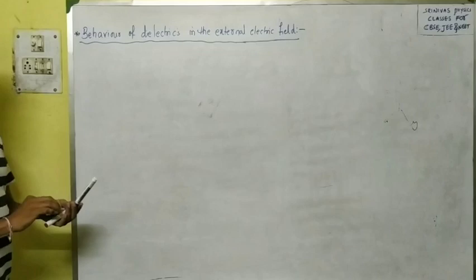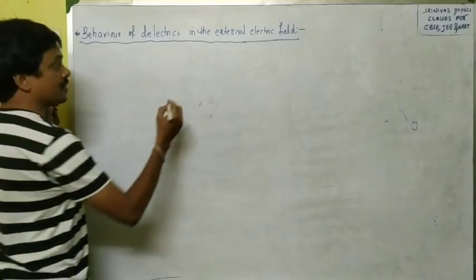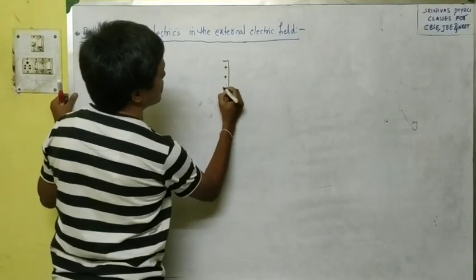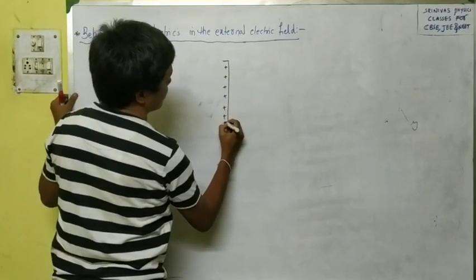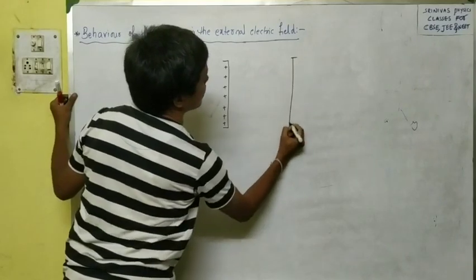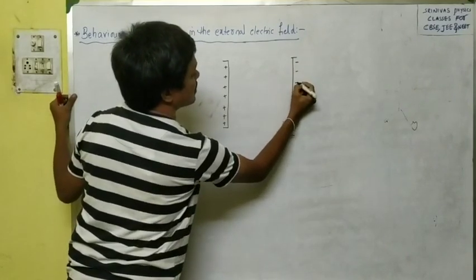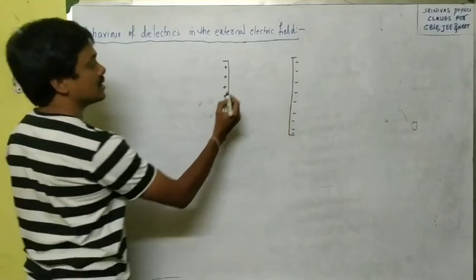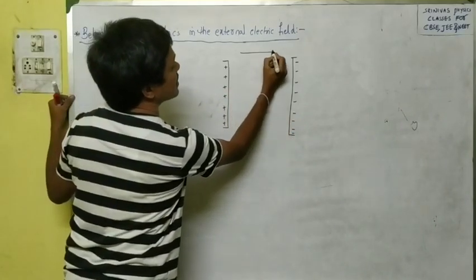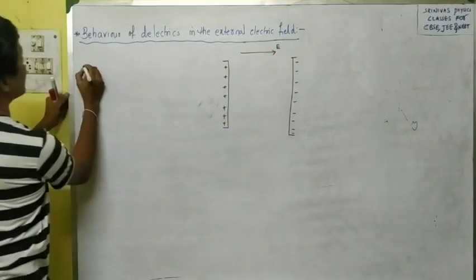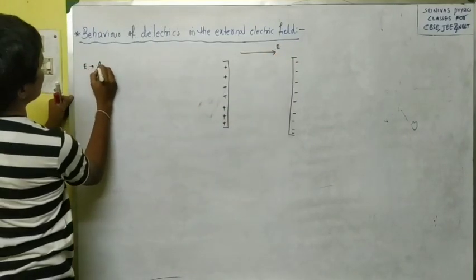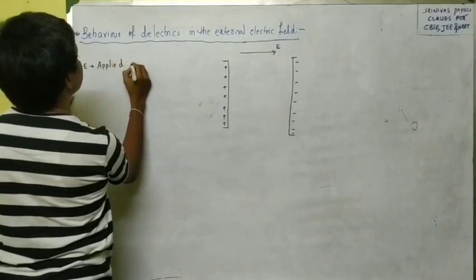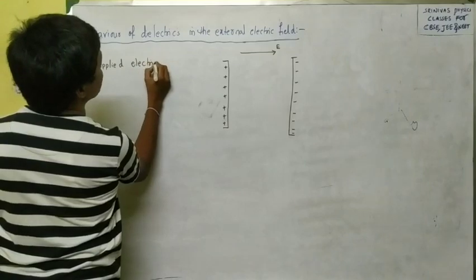Let us see the external electric field. How do we create the electric field? Do you know? One positively charged plate is required. This is the positively charged plate and this is the negatively charged plate. In between the two plates, an electric field will be produced, right? Let us consider E is the applied electric field.